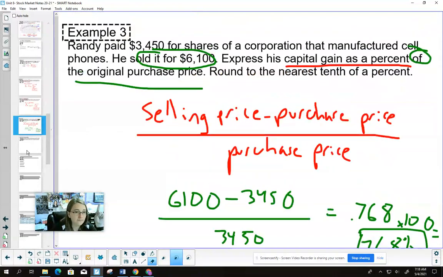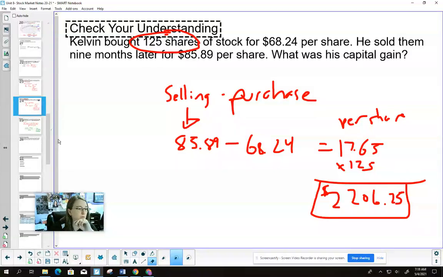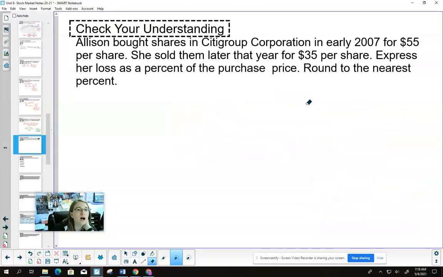So again, we're going to try it one more time. Notice again that the question being asked here says as a percent, which is how we know to use this formula, and not just selling minus purchase. Go ahead and try it on this one. They tell you the per share price here, but because we are dealing with percents, it does not matter what the total is. We can base it off of the per share price. We don't know how many shares she bought, but it doesn't matter. Use the individual prices and the percent will still work out.